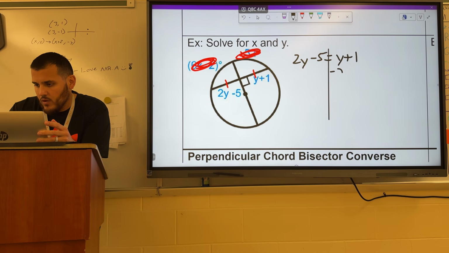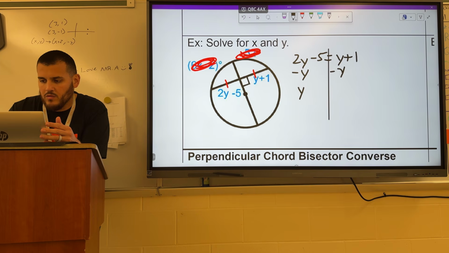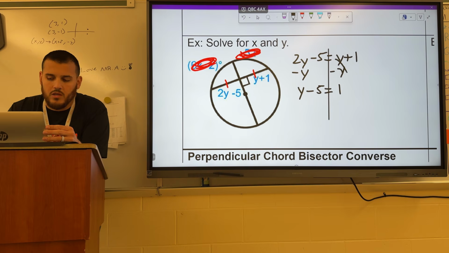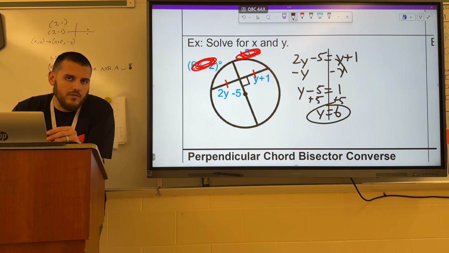I could subtract y from both sides to get the y's to the left. 2y minus 1y leaves me with just a y. So I get y minus 5. On the right, we're left with just a 1. I can then add 5 to both sides here, and I'm going to get y equals 6 for this example.